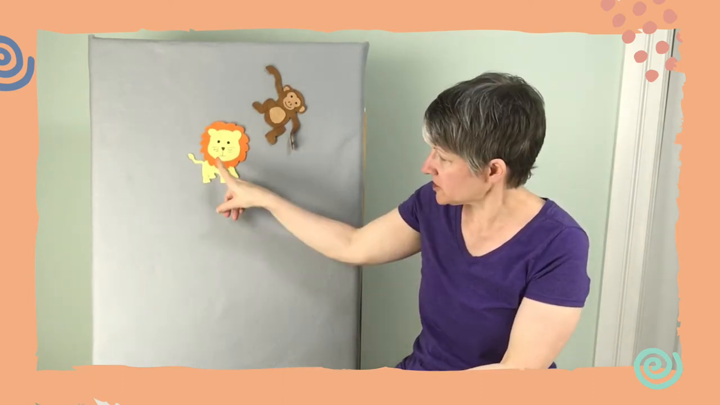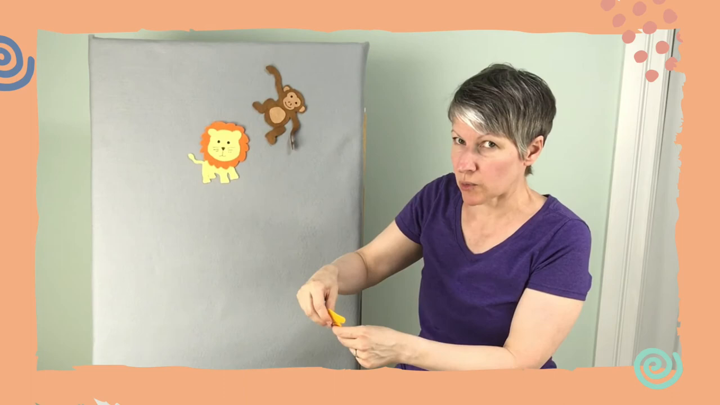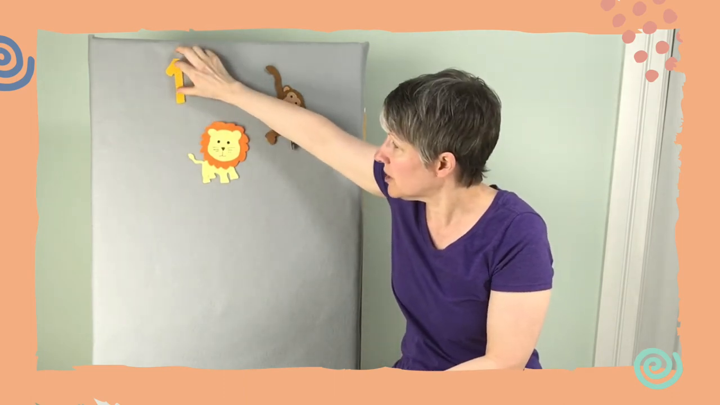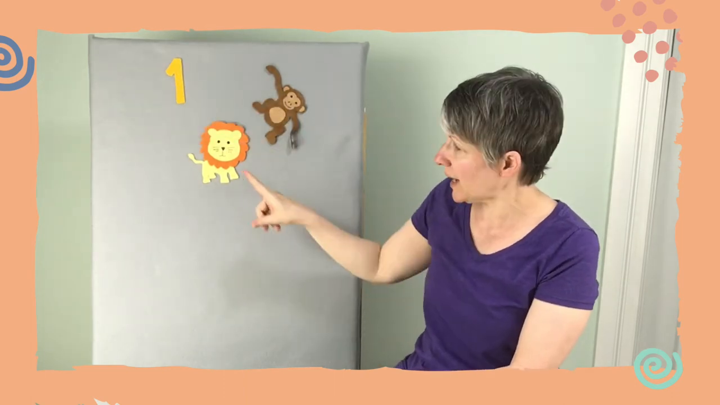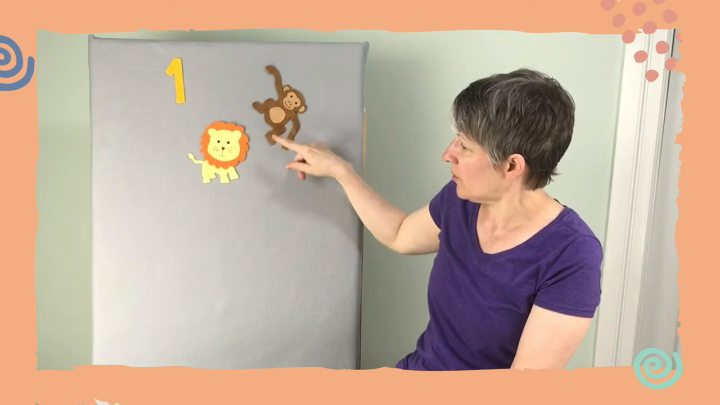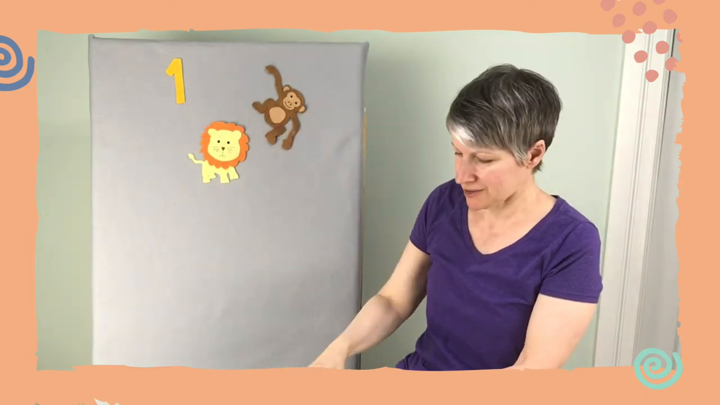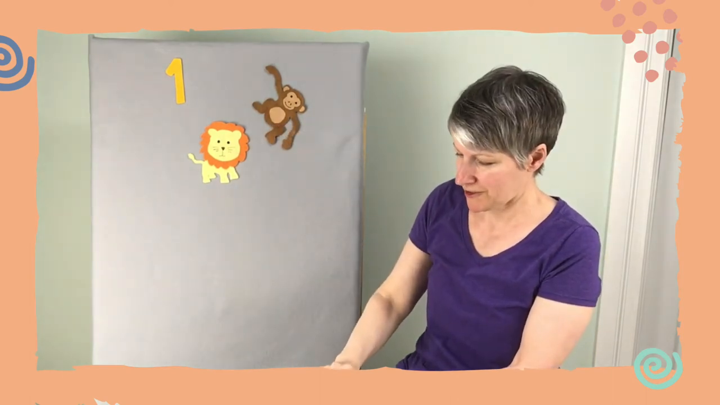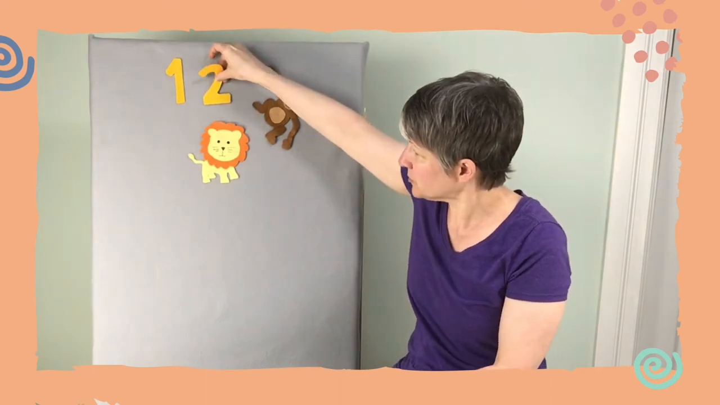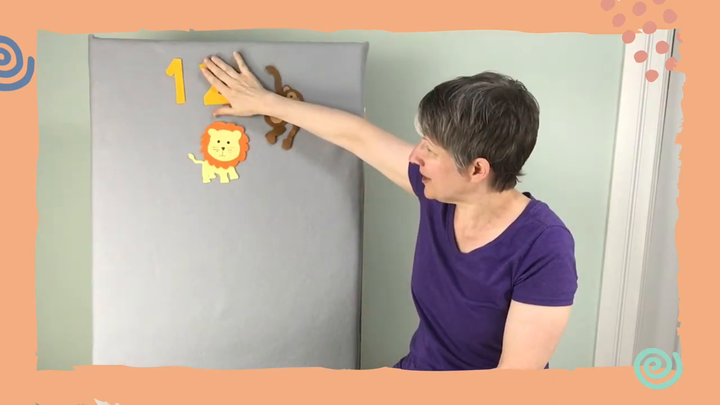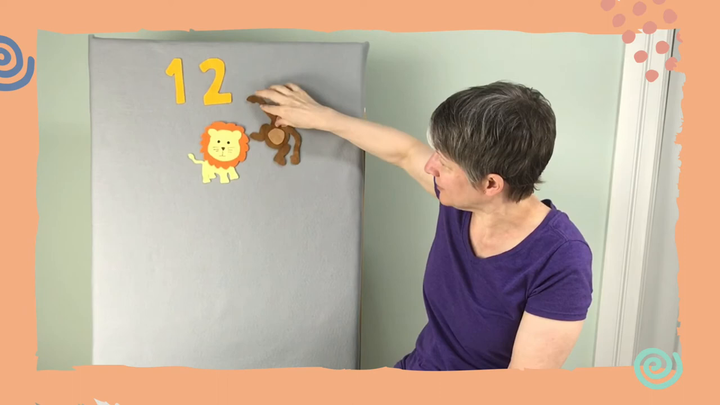Did you stop? Perfect. All right. Oh, I forgot to put our numbers up here on the board. The first animal was the lion. When we had just one animal up here, we should have put the number one. Now how many animals do we have? One, two. Yeah, so I'm going to put the number two up. All right, let's bring another animal out. I'm going to move that monkey down.